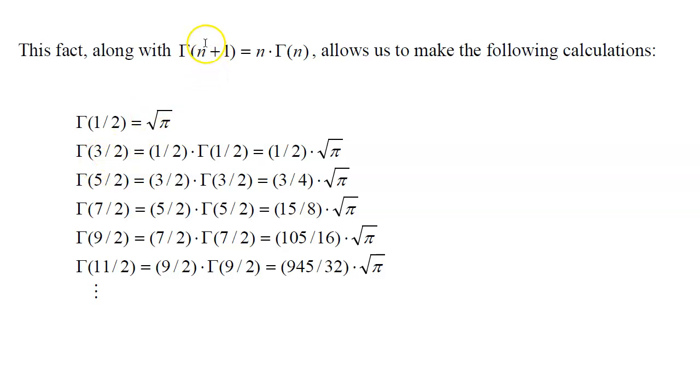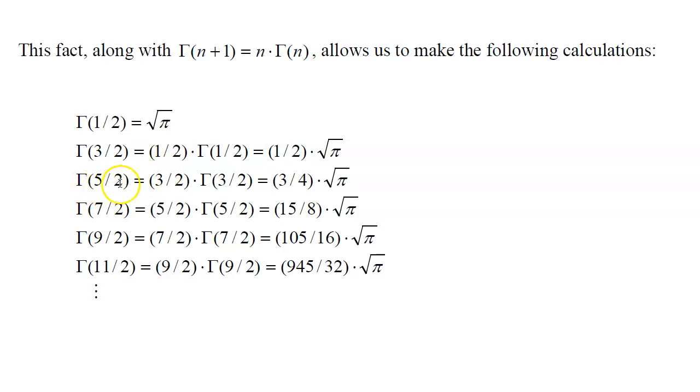So let's say n is 1/2. What does this formula say? Well, this would say gamma of 1/2 plus 1, which is gamma of 3/2, equals 1/2 times gamma of 1/2. But we already found gamma of 1/2 was the square root of pi, so it's 1/2 the square root of pi. So gamma of 3/2 is 1/2 the square root of pi.